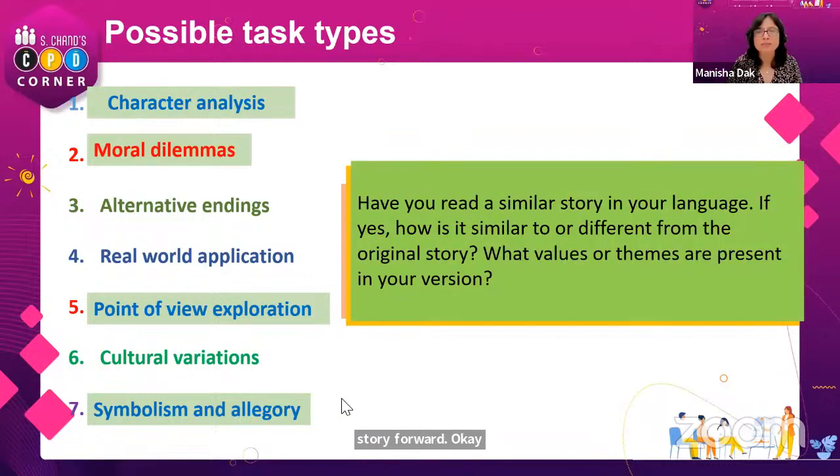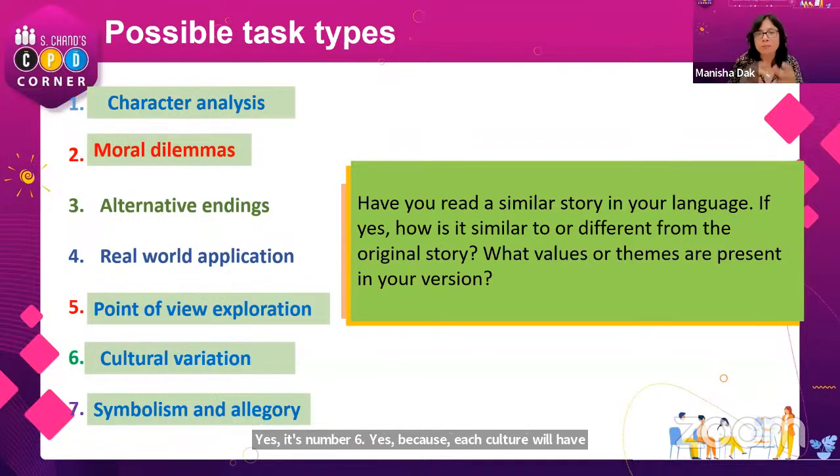Okay, let's look at the next one. We have 3 more options left. 5 is already gone. So the option number 5 is not available. 1 is gone. We have only 3, 4, and 6 left. People have written 3 alternative endings. Am I talking about alternative endings here? I'm asking them to read similar stories in their own culture. Yes, it's number 6. Yes, because each culture will have their own stories, right? And some of the stories are similar. So they can then read about some other stories and then share if these stories are different or similar, and what are the values that surface up from the story.